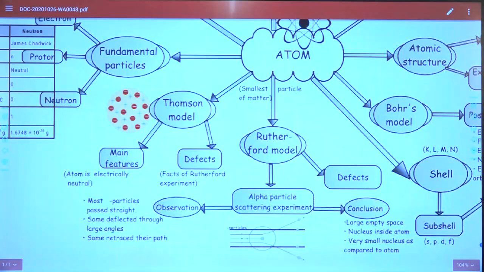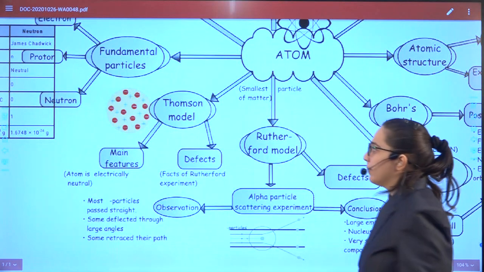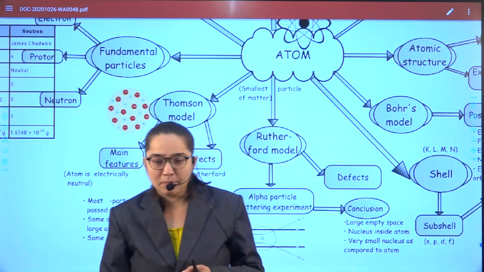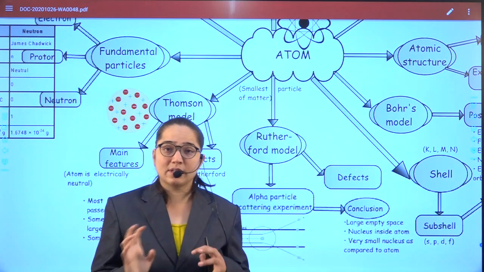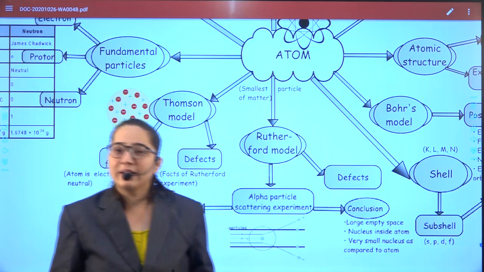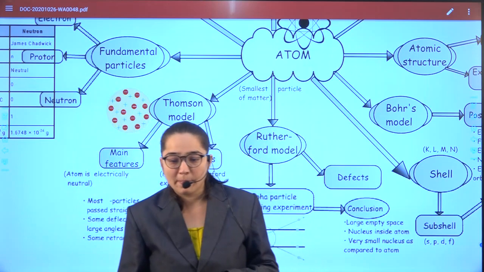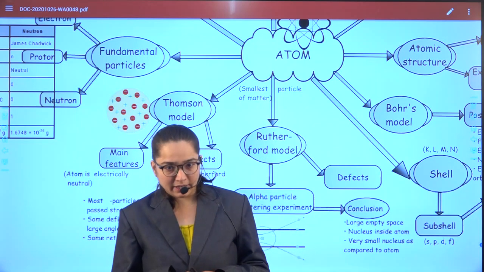If we talk about Thomson's model, it is the watermelon model or the plum pudding model, in which electrons and protons are residing together. These things couldn't be digested, and so the concept of Rutherford's model came.